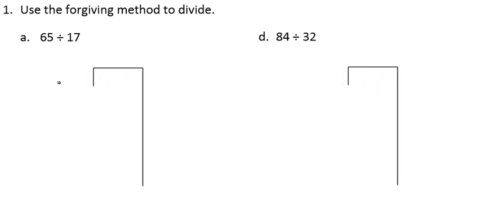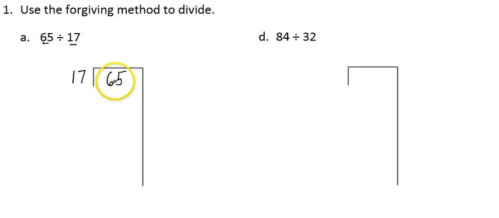We have 65 divided by 17. 65 is the dividend, 17 is the divisor. The dividend goes inside the bracket, and the divisor goes on the outside. If I'm thinking of the meaning of division, this problem is asking me, how many groups of 17 can I get out of 65? Now, the students can start anywhere that makes sense to them.